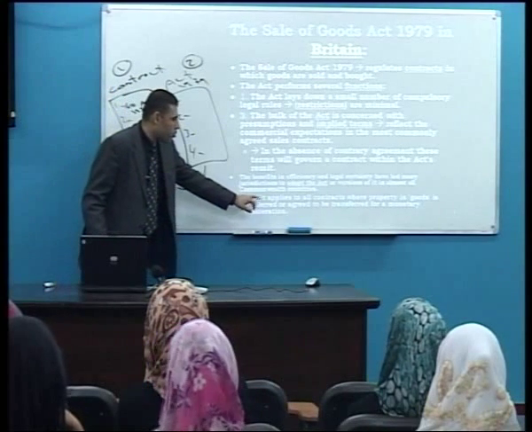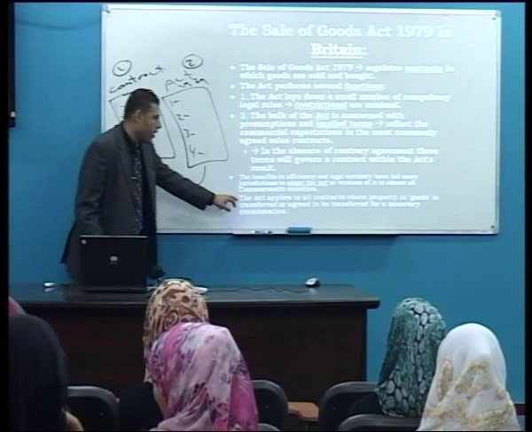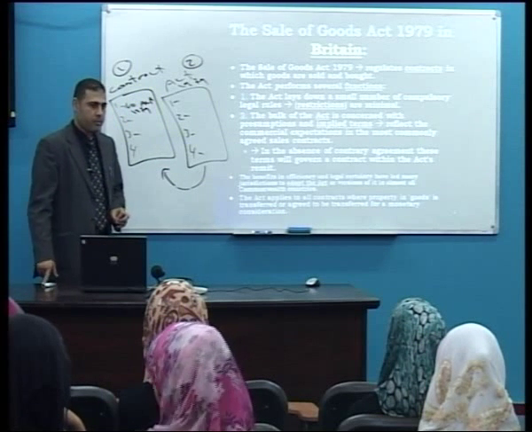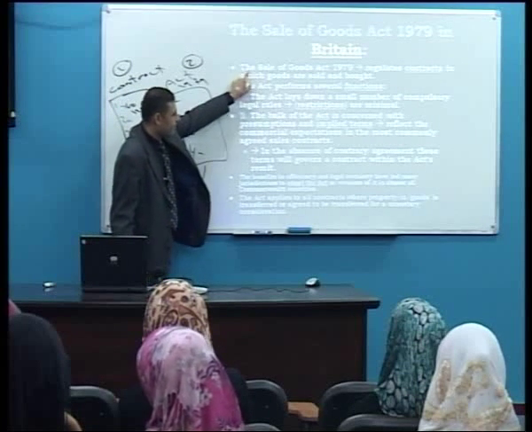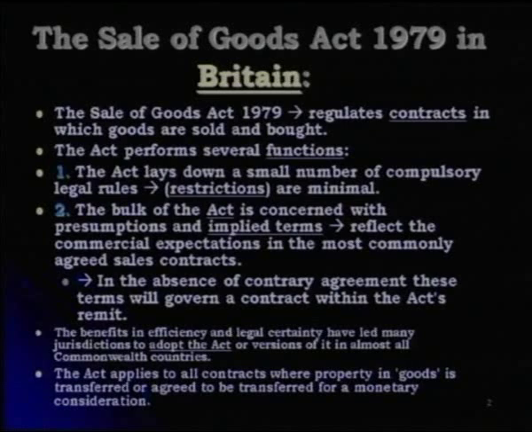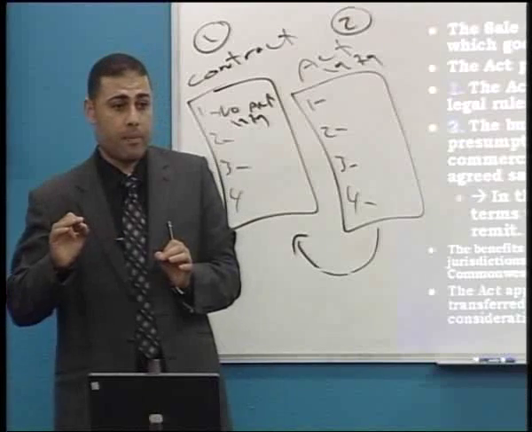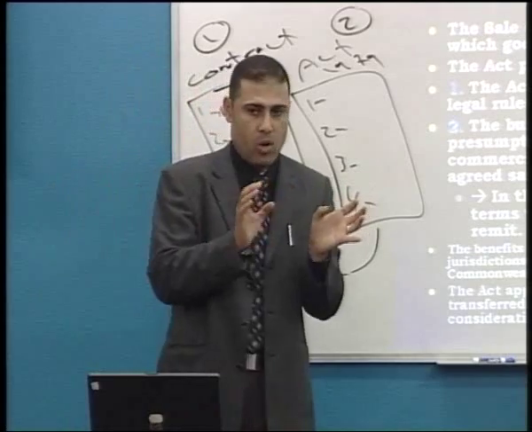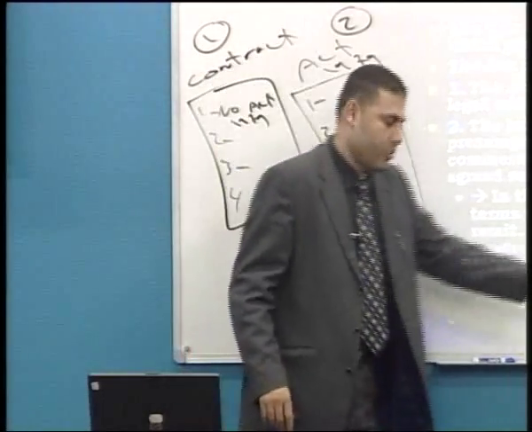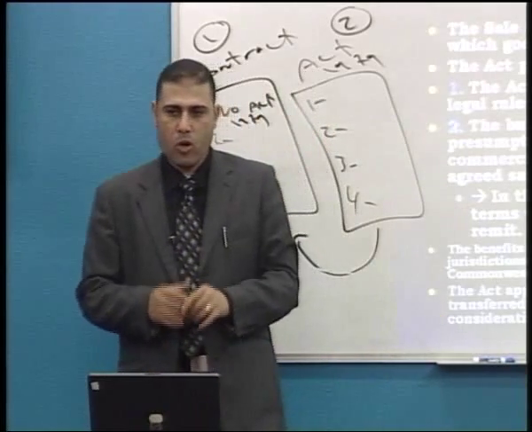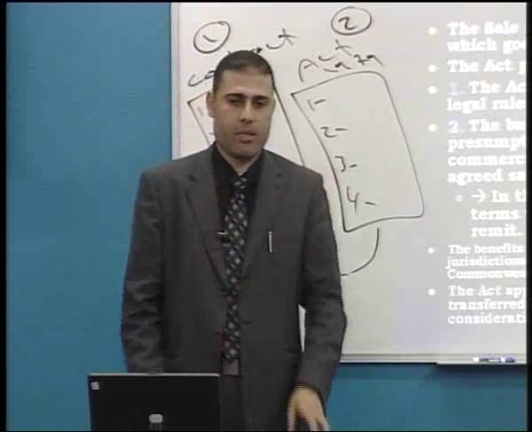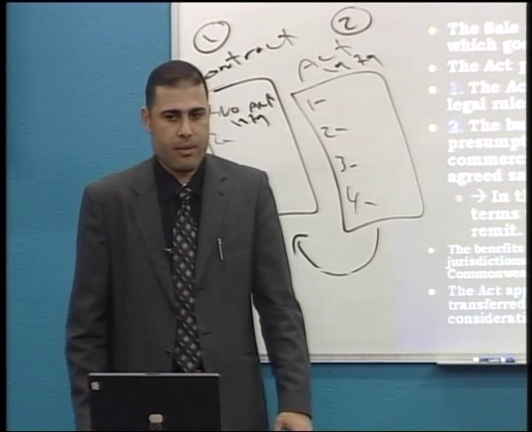Here, the act applies to all contracts where property in goods is transferred or agreed to be transferred for monetary consideration. So, simple, as we said in the first line, this 1979 Act, Sale of Goods, is applicable. We can apply it if we have goods transferred for money, for the monetary consideration. So we can only apply this act if we have sale of goods or items for money. Simple? Is that difficult? Is it fine now? Good.